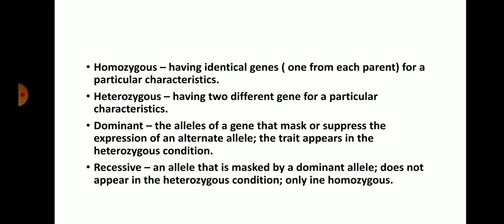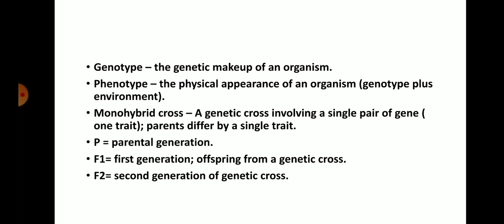Whenever the alleles are present in a homozygous condition, that is small t, small t, the recessive trait appears. But if they are present in a heterozygous condition, that is capital T and small t, the recessive expression does not occur in that generation, because it is hidden by the dominant allele.